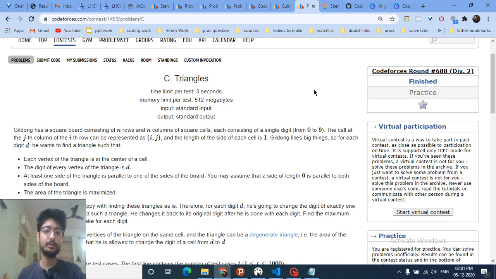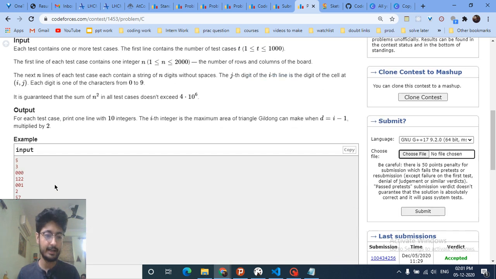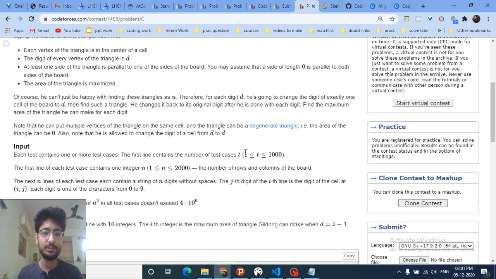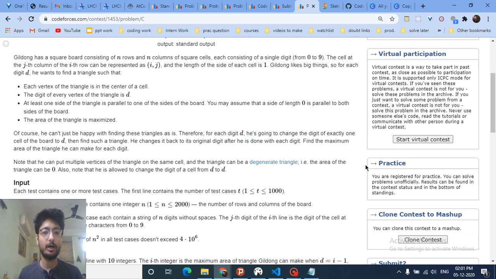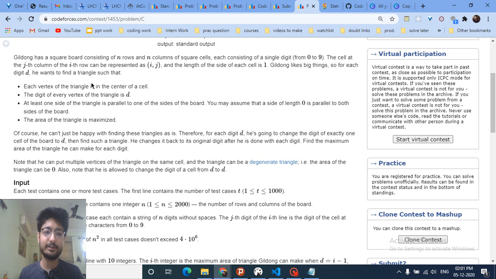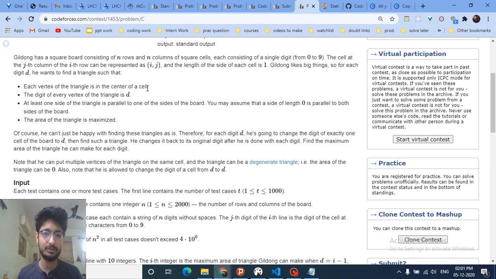So let's go over the problem statement. It states that you are given a grid with numbers in it, numbers from 0 till 9, as you can see in this. And then what you can possibly do in this grid is you have to form triangles. Now for forming a triangle, you have to keep in mind these constraints. The constraints are each vertex of the triangle is in the center of the cell. So okay, that's a simple logic.